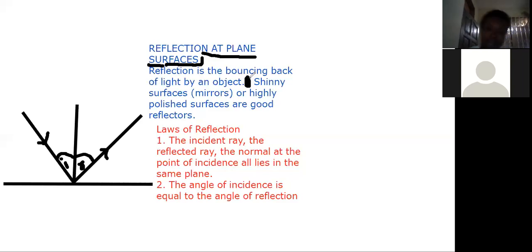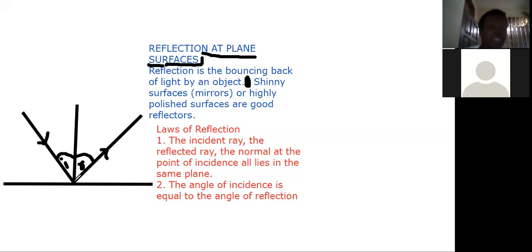Now, let me explain. When we say incident ray, the other day I taught you what a ray is, the path taken by light. The ray hitting the surface is what we call the incident ray. It is hitting the surface. That is what I have done here. So this one we call the incident ray, a ray of light hitting the surface. You can see the arrow shows the direction. It is hitting the surface.